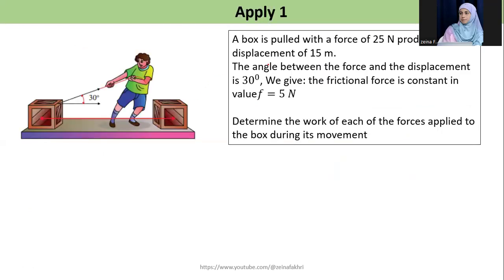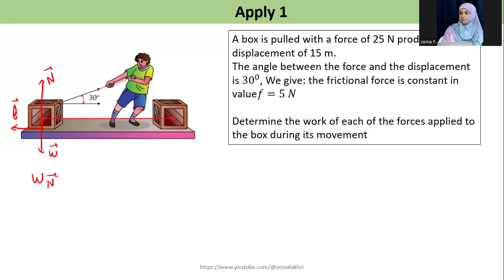Example: a box is pulled with a force of 25 Newton, producing a displacement of 15 meters. The angle is 30 degrees, and the frictional force is F equal 5 Newton. We have to determine the work of each of the forces applied to the box. First we'll draw the forces applied to the box. We have the weight, we have the normal reaction, and we also have the friction. So let's find the work of each of the forces.